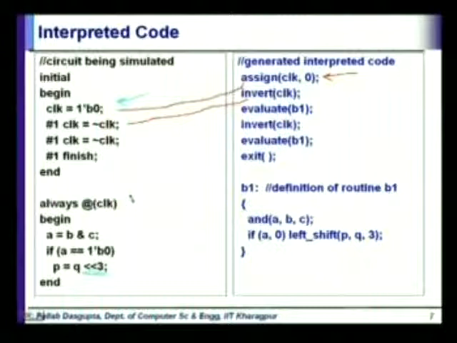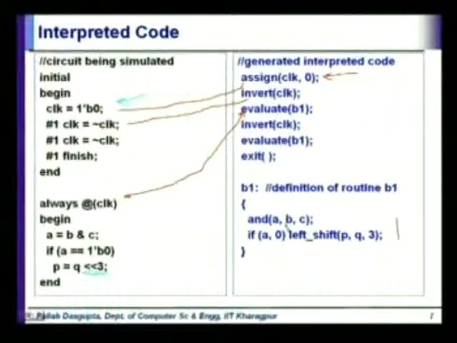Now let's see what is there in the B1 part. This is the interpreted code for B1. What do we do? We compute the AND of B and C and assign that as A, and if A is 0 then we left shift Q by 3 and put the result in P. So this is just a representative intermediate code. Somebody has designed a language in which these functions have that meaning.